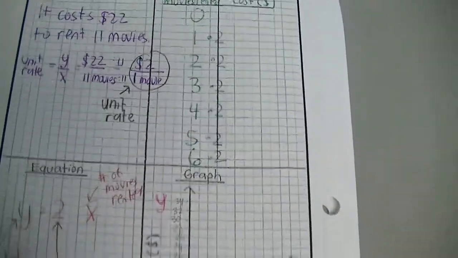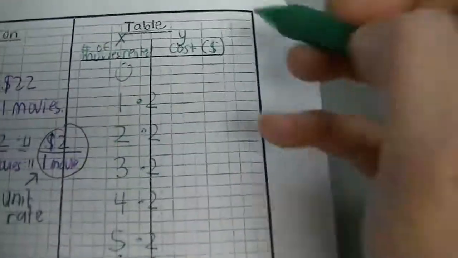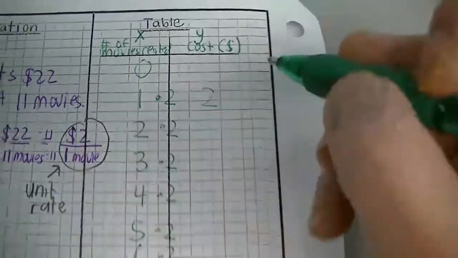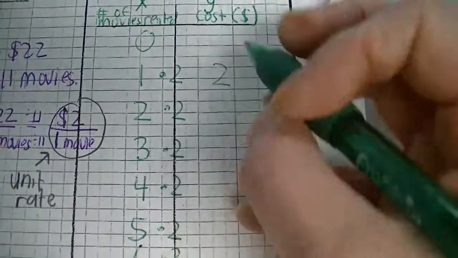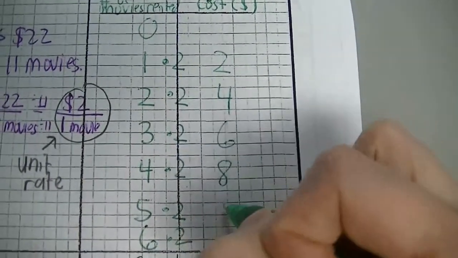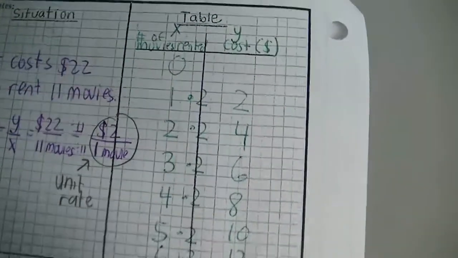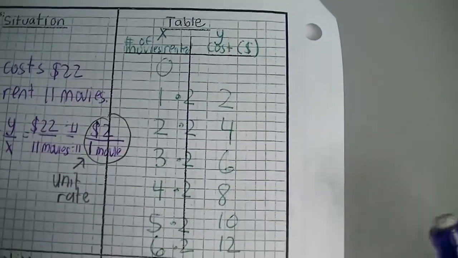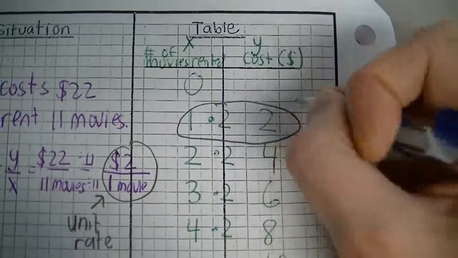Or you can use these points in the graph right here. If you look at them, oh, (1, 2). So there's 1 and then 2. And then what else we got? (2, 4). So look, 2, 4. 6, 8, 10, and 12. Okay? And which point on there represents the unit rate? Remember, when x is 1, that corresponding y value is the unit rate. Okay, so this one represents the unit rate.